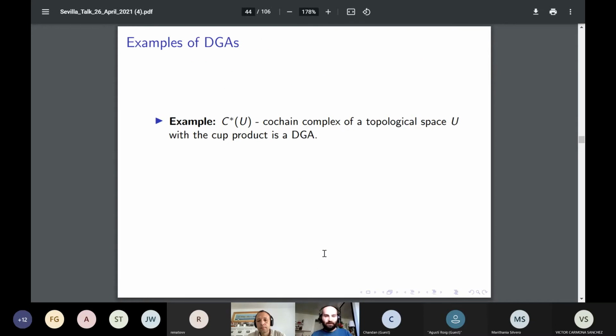So what are examples of interesting DGAs? If you take the cochain complex of a topological space U with the usual cup product, this is a differential graded algebra. Cup product is associative and unital. And this, I'm guessing, is historically the first example of a differential graded algebra.